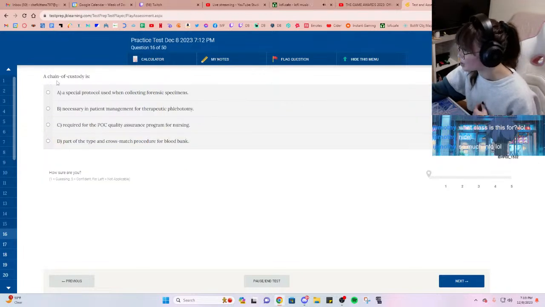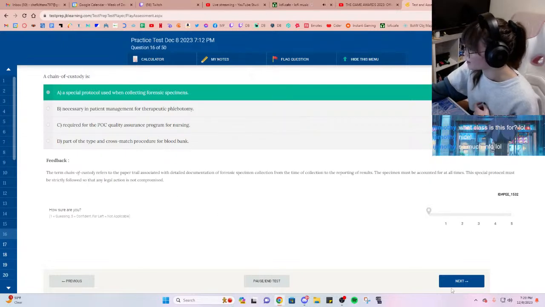A chain of custody is a special protocol used when collecting forensic specimens, necessary in patient management for therapeutic phlebotomy, required for the POC quality assurance program for nursing, or part of the type and cross match procedure for blood bank. I think it's a special protocol used when collecting forensic specimens. Yes. So that's all like legal stuff. You know what I'm saying?